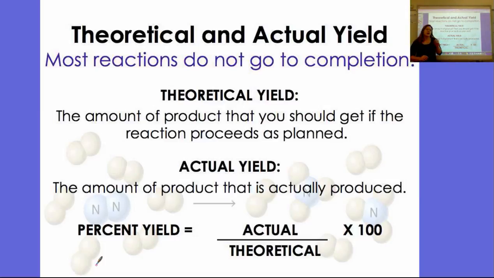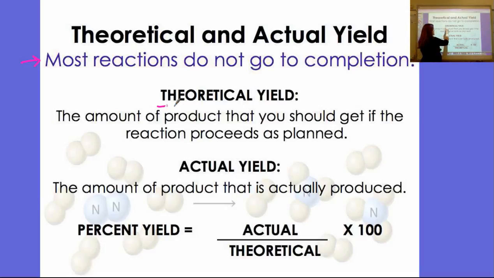This is video 8C. We're going to take everything we learned about stoichiometry from video A, limiting and excess reactants from video B, and add one last thing with theoretical and actual yield to it, and then we're finally done with this unit. So theoretical and actual yield, as we said before, most reactions do not go to completion. Why? Because one of our reactants runs out.